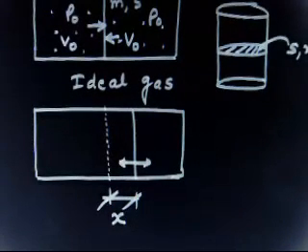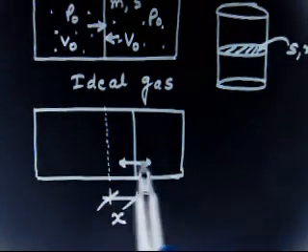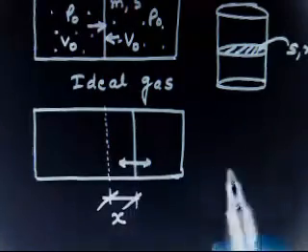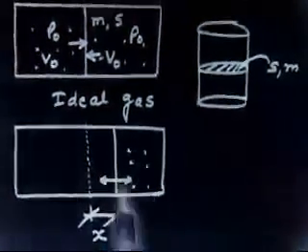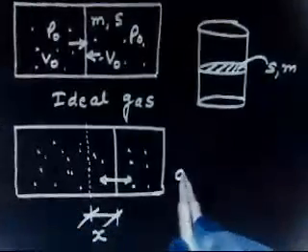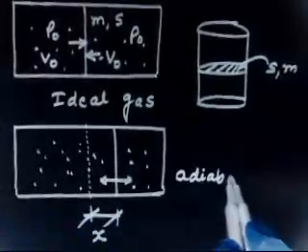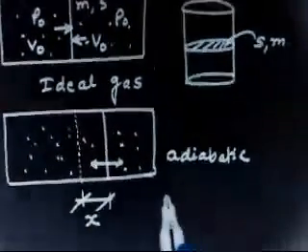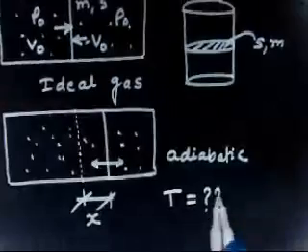Find the oscillation frequency assuming that the process of the gas is adiabatic. This is also given, that the process is adiabatic. So in this system the gases follow an adiabatic process. Are you getting? So this process is adiabatic. Now you have to find the time period for this oscillation.